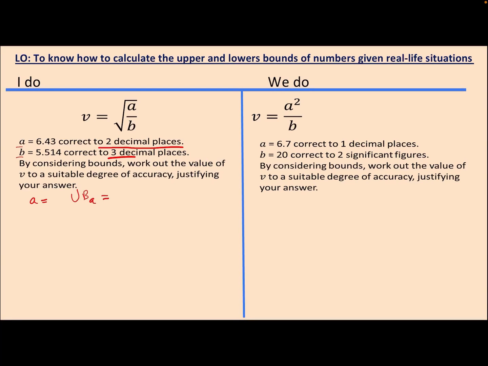So upper bound A to 2 decimal places on 2 is in fact 6.435, and the lower bound of A is 6.425. Lower bound, okay, so that's lower bound. So now we're going to do that for B. So upper bound B to 3 decimal places is 5.5145, and lower bound B is 5.5135.